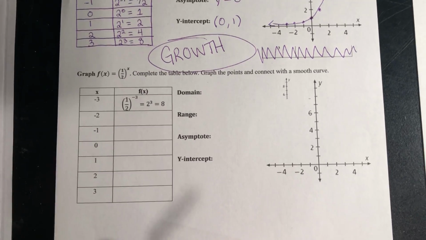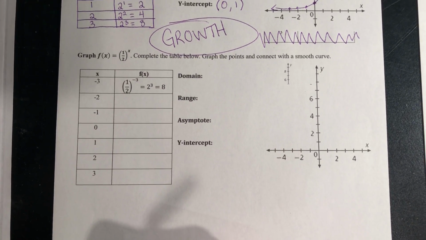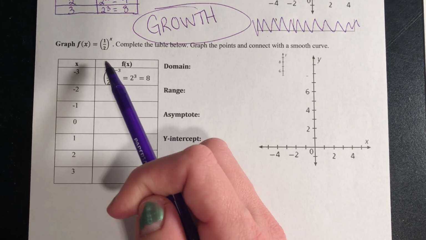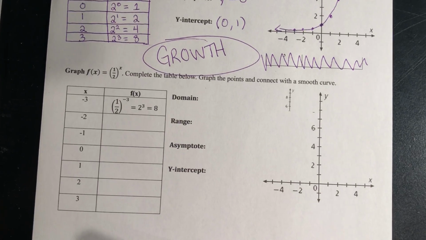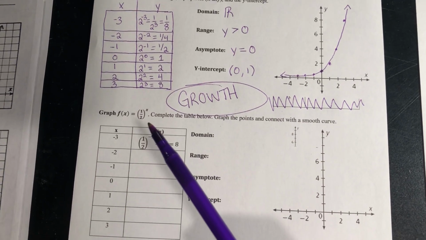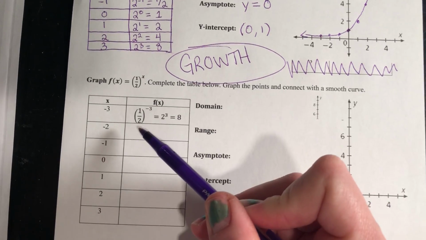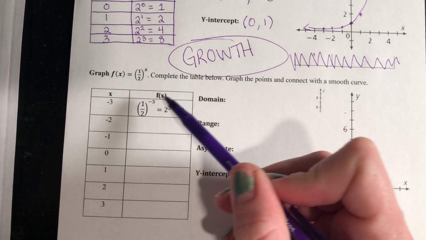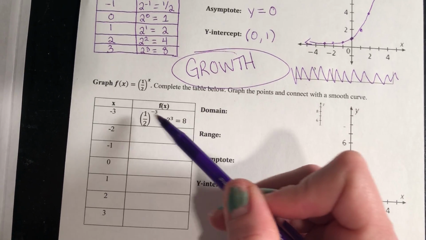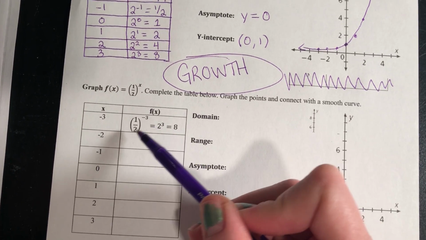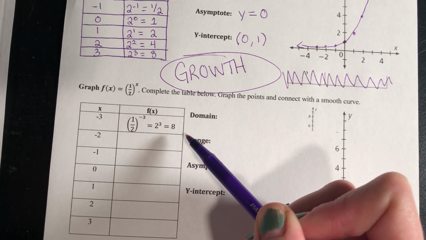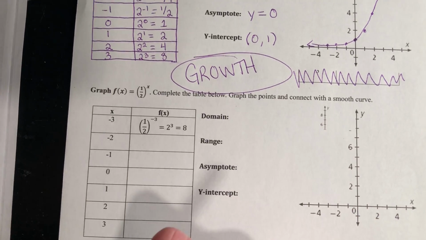Let's look at a different type, but very similar function. Here we have function equals 1/2 to the x power. So up here we had a whole number, 2 to the x power. Down here we have a fraction to the x power. This one's already typed out for me, and so 1/2 to the -3rd. Again, anything to the negative power, we put that on the top to the positive power, and so 2 to the third equals 8.